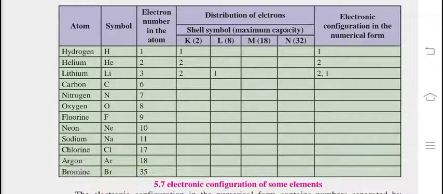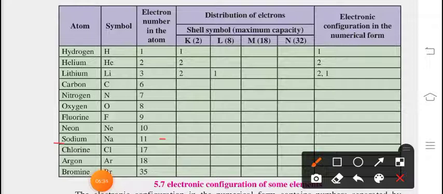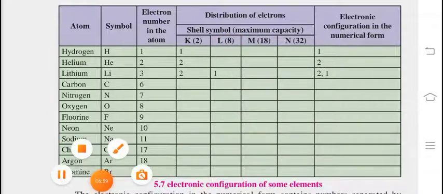Next is sodium, that is 11. 2 over here and what is remaining? 9. But the shell has a capacity of only 8. So we can write 8. So 2, 8. How many remaining? Only 1. So 1 we can fix in another shell. So your electronic configuration for the same is 2, 8, 1. I hope you all are understanding all these concepts.